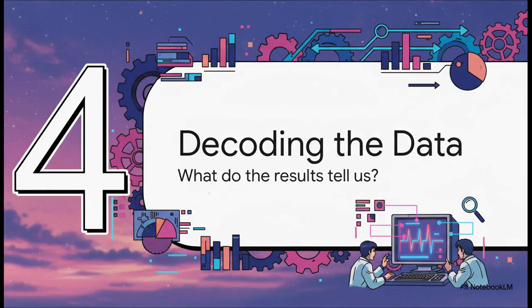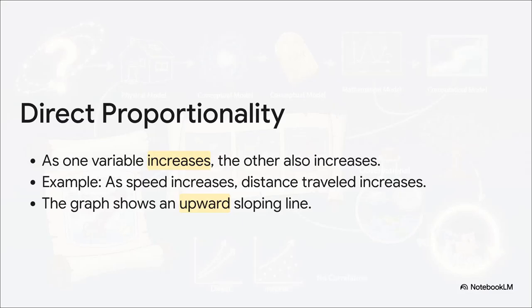All right, the experiment is finished. You've collected all your data. Now what? Well, now comes the really fun part, analyzing that data and looking for patterns or correlations. This is where we finally turn all those numbers into actual knowledge. One of the most common patterns you'll see is direct proportionality.